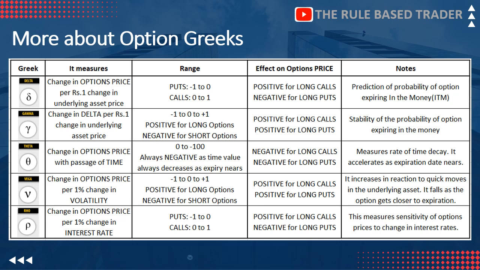Last but not the least, the option Greek is rho. It measures the change in options price per 1% change in interest rate. It typically ranges from -1 to 0 for put options and 0 to 1 for call options. It can also be said as rho is the measure of sensitivity of options prices to change in the interest rates.